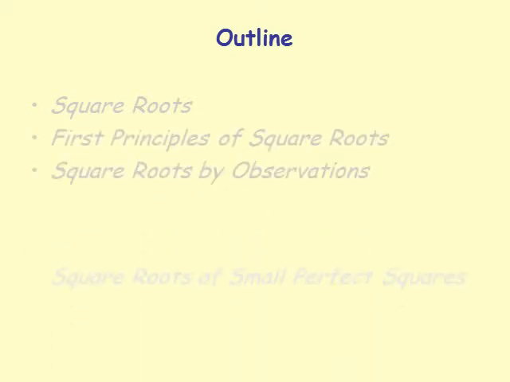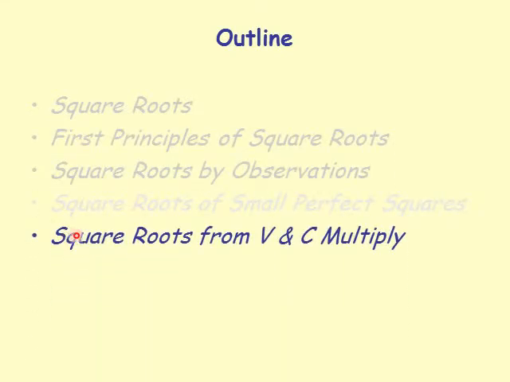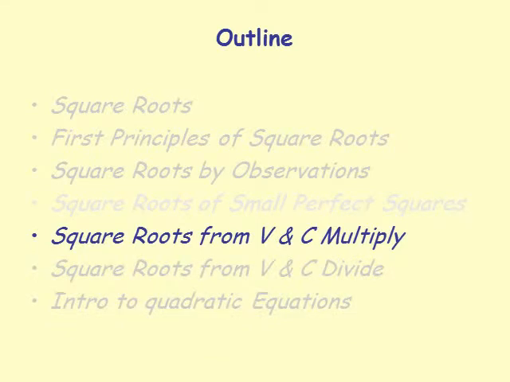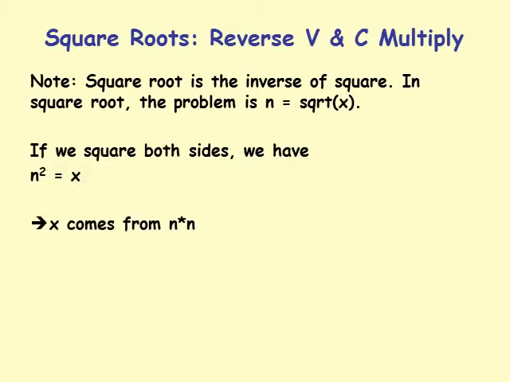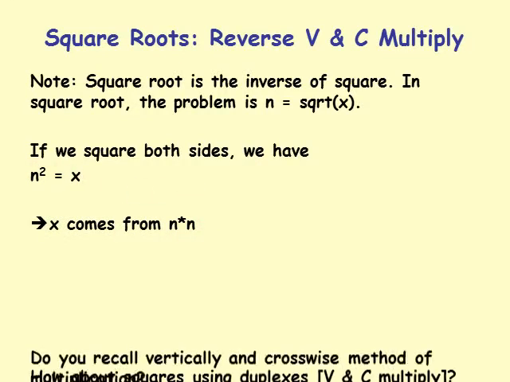Continue with the next section here. In this section, we will do square roots using vertically and crosswise multiplication. Let's look at the square root problem. The problem is to find n equal to the square root of x. Let it be n. If we square both sides, n squared is one side and x is the other. So we have n squared is equal to x. x comes from n times n, and so n squared is n times n.